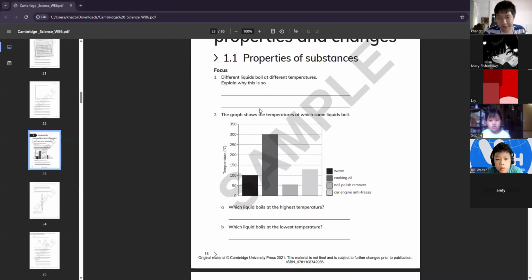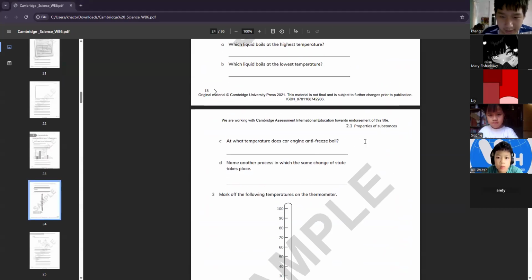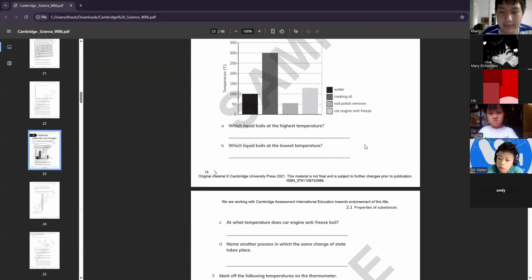Now, this graph shows the temperatures at which some liquids boil. Can anybody tell me which liquid boils at the highest temperature? Oil. All right, yes. And which liquid boils at the lowest temperature? Nail polish remover. Yep, that is true. Using the graph, it is a bit obvious. Now, can anybody tell me at what temperature does car engine antifreeze boil?